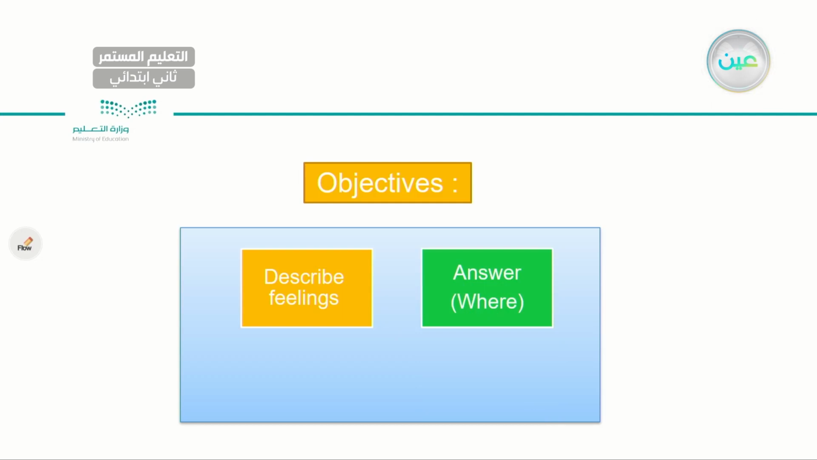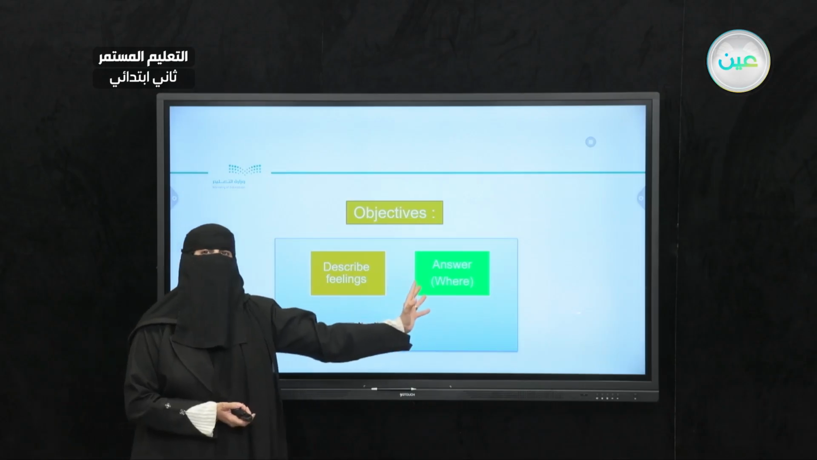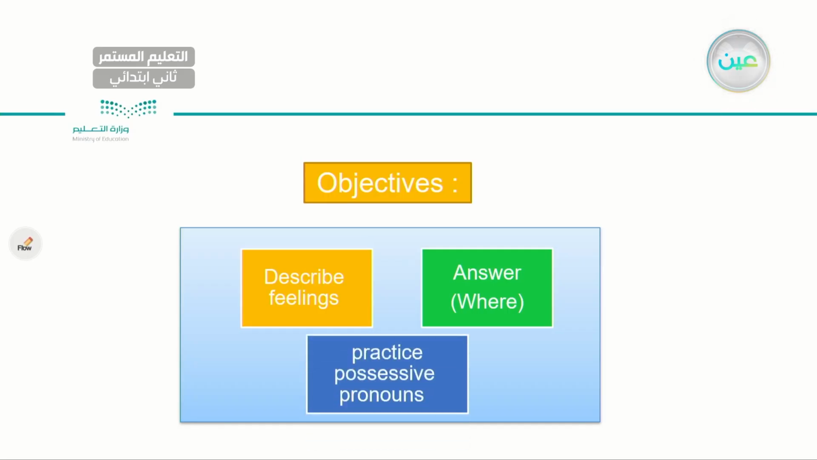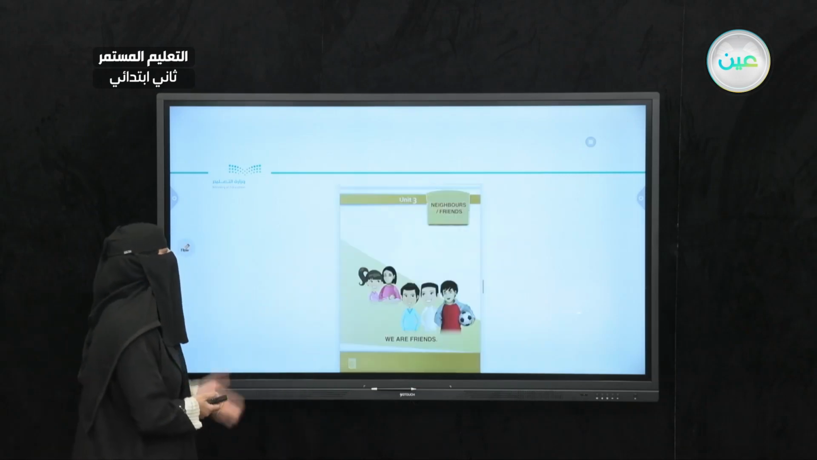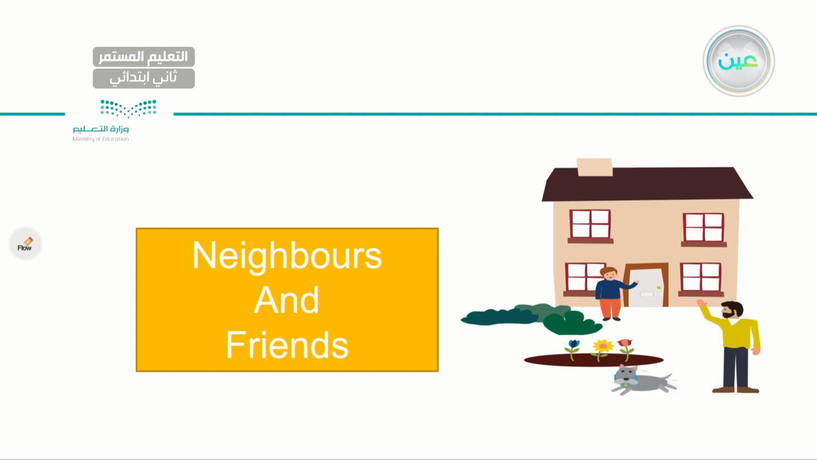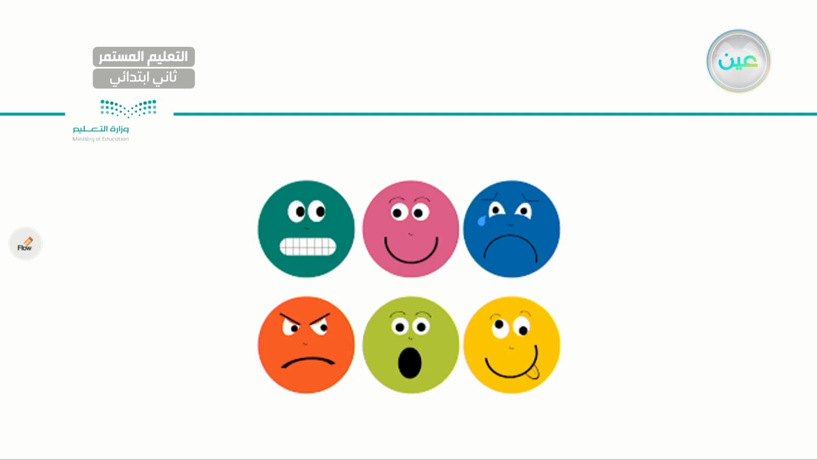Also, we will answer the question where. How do we answer this question? We have done this before, but we will do it in this lesson also. And also we will practice using possessive pronouns and possessive adjectives. Okay, so let's start. This is the cover of your unit, Neighbors and Friends. This is the 3rd unit of your book. This is the title. Neighbors and friends are nouns. As you can see here, we have the plural form. Neighbors, friends are plural.